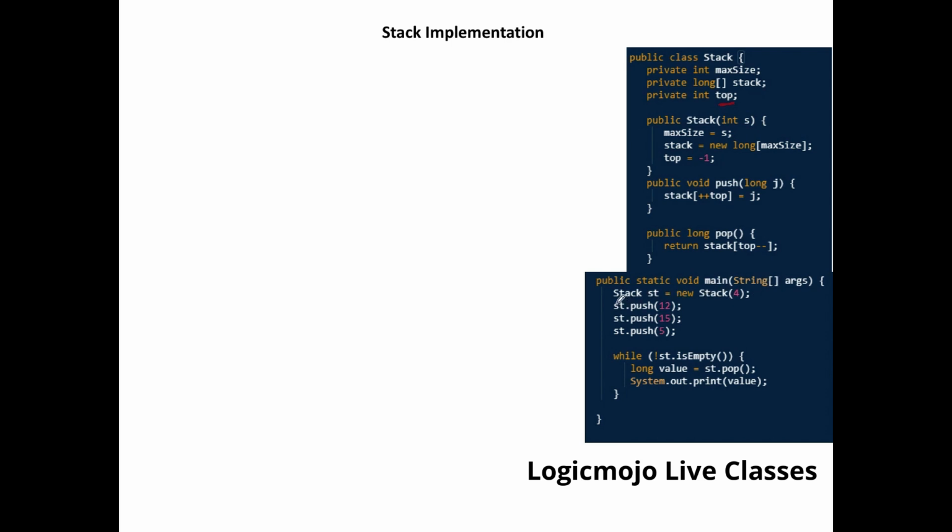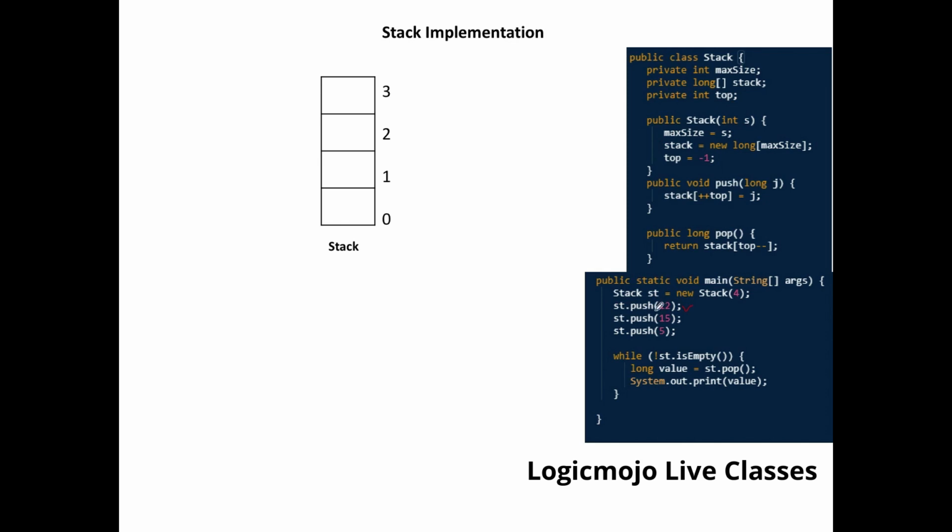In the main method, I'm creating the instance of this class Stack, and here we are passing the size of the stack. The size we are passing is 4. So what will happen? We assign this value 4 to maxSize, and then we create an array of size 4, and the name of the array is stack. Then we have the 4 indexes, that is 0, 1, 2, 3, and initially the value of top is -1.